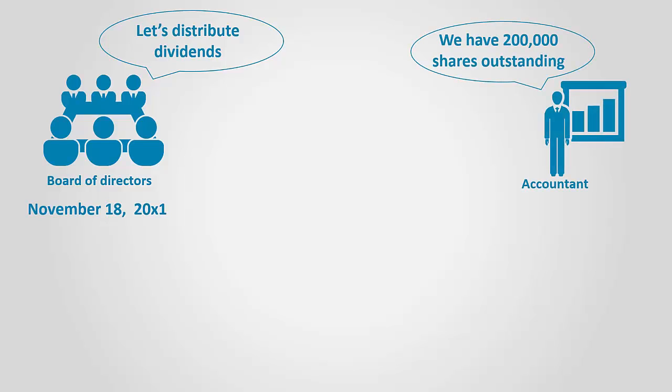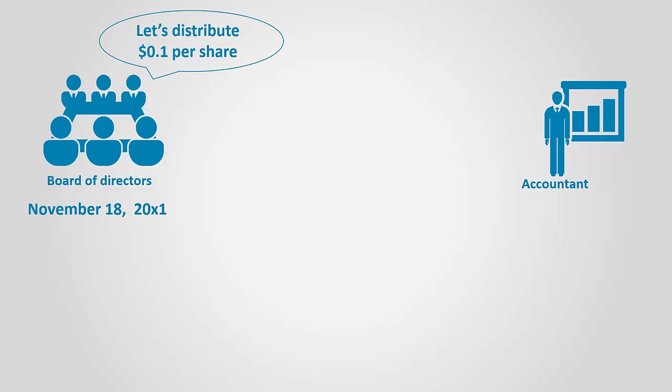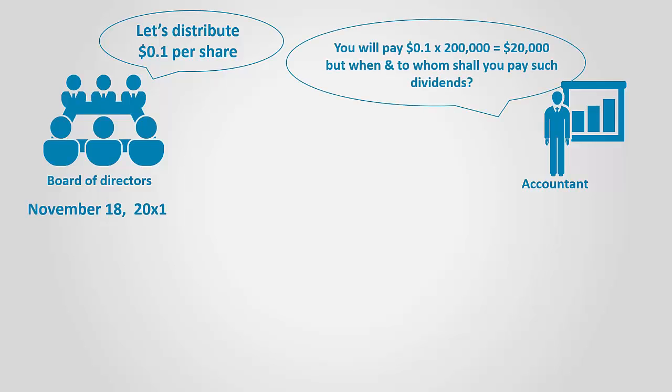Let's assume that on November 18, 2000X1, the board of directors decided to declare dividends to shareholders. The business has 200,000 common shares issued and outstanding. This date is called the declaration date. The board of directors decided to distribute 10 cents cash dividends per common share. Since there are 200,000 common shares outstanding, the amount of dividends is equal to 200,000 shares multiplied by 10 cents, which is $20,000.